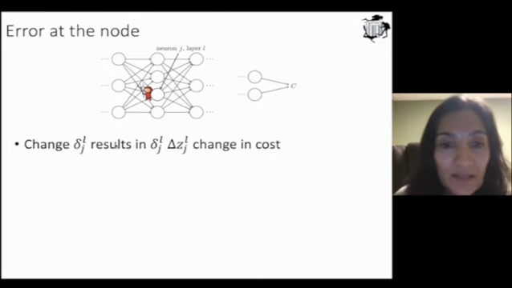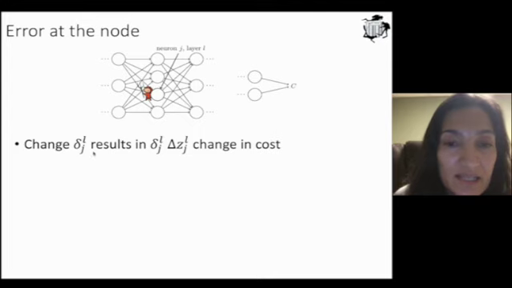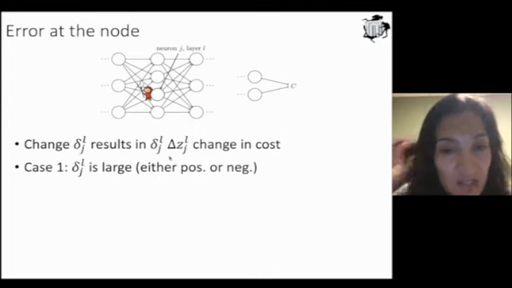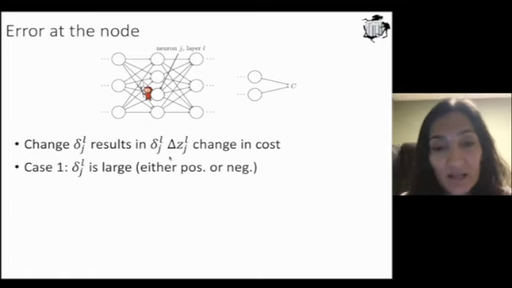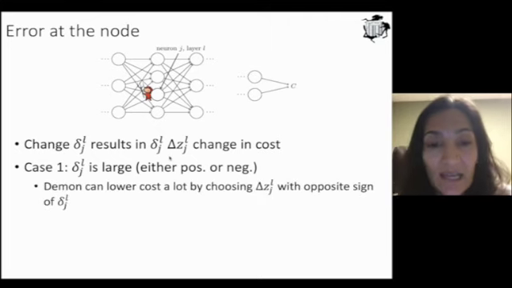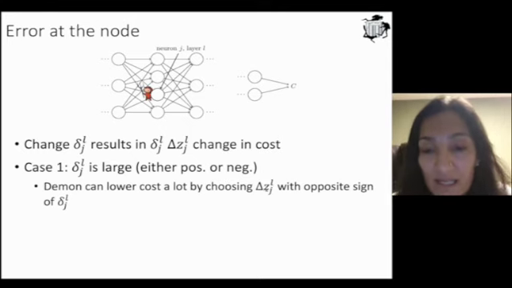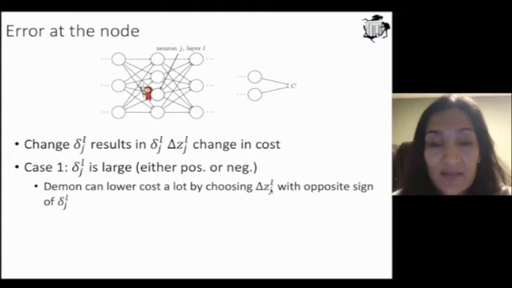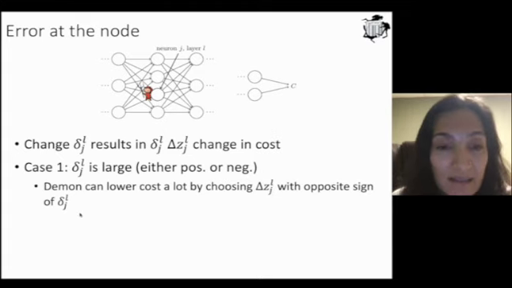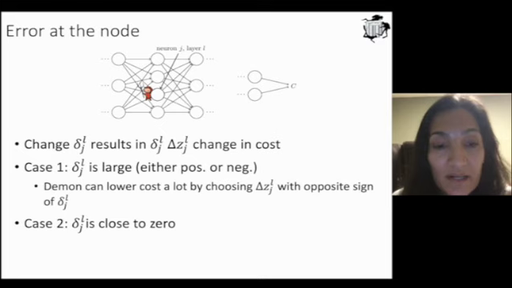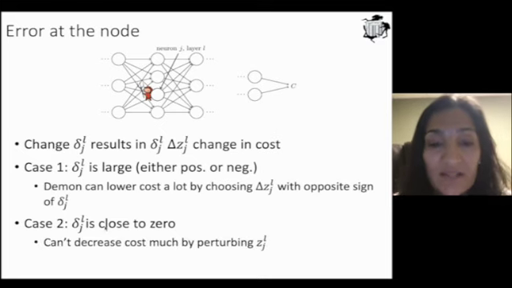So if you think about it, a change in this error results in a change in the cost. Either the error is large, in which case it's large positive or large negative, and this little demon here can lower the cost by choosing to alter this z value in the opposite sign of delta, or it's close to 0 and you can't decrease the cost much by perturbing this value at all.